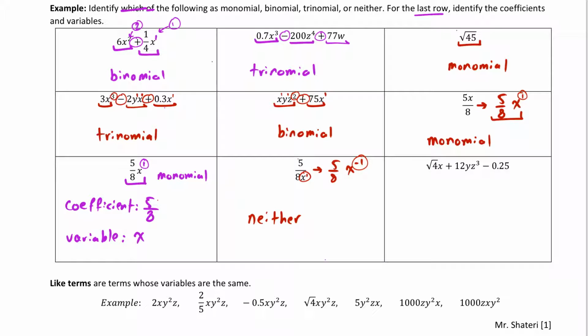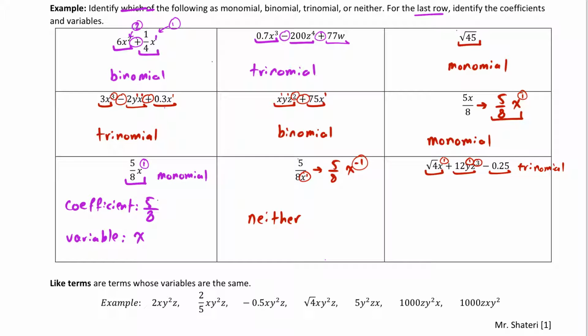Lastly, this case over here, looking at the exponents of my variables first, I have an exponent of 1 here, which is a whole number, an exponent of 1 over here, which is a whole number, 3 is a whole number, so that's great. And then I have 1 term, 2 terms, and 3 terms, making this a trinomial.